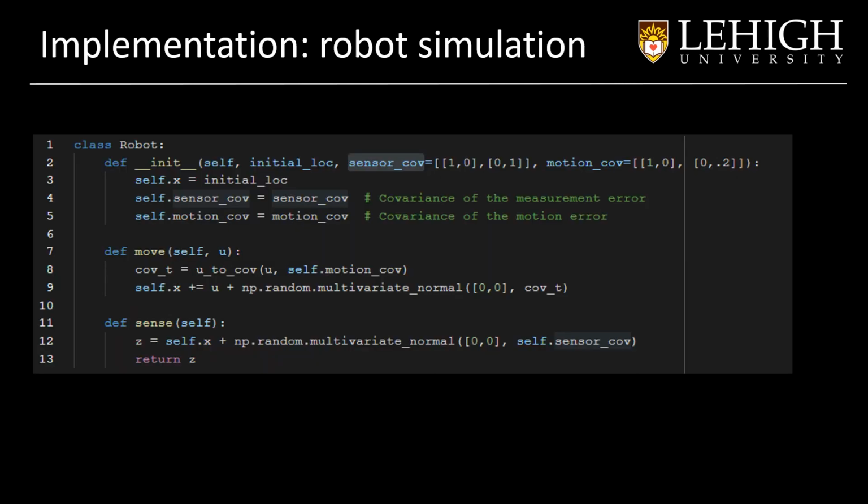For the implementation, we can start by creating a robot simulation, and this robot is pretty simple. We just give an initial location when we create it, and that will be the state of the robot X. We know that the sensor has some errors, so the covariance of the sensor will be given in the initialization, the same as the motion. So when the robot moves, it will compute the covariance matrix depending on the initial motion covariance.